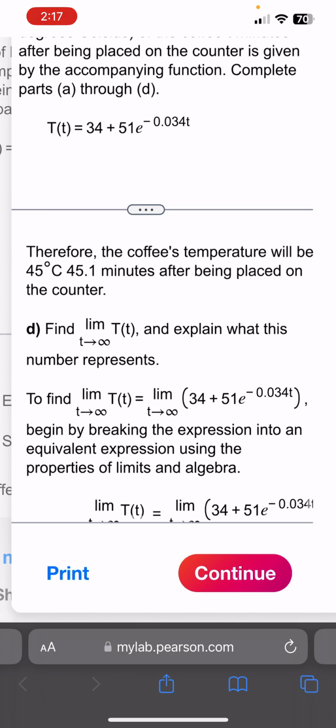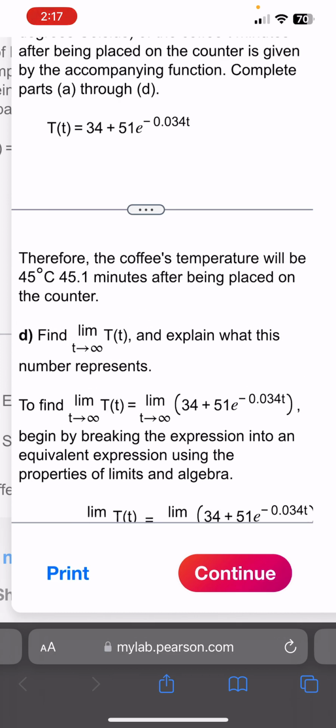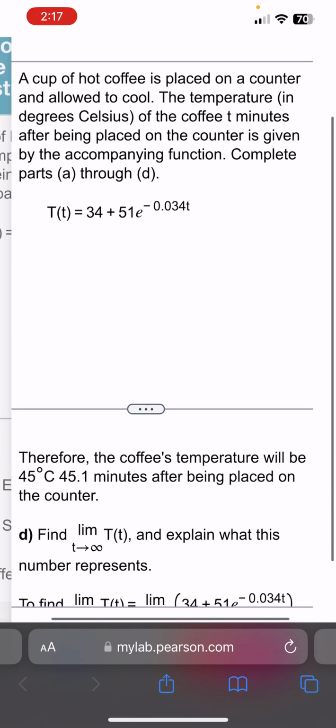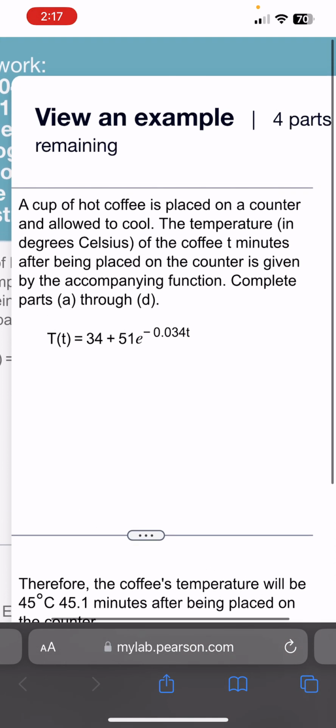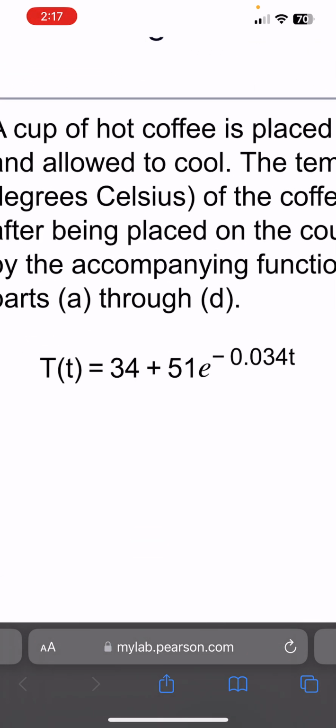And then part D says, take the limit as t goes to infinity of the function. So if we let lowercase t go to infinity, as the time runs on forever, now notice in this model, oh no, cancel.